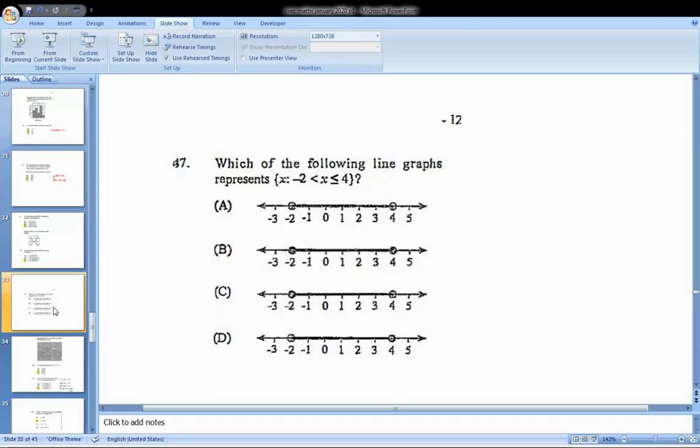47 says, which of the following line graphs represents X is greater than -2 and is less than or equal to 4. So which of these line graphs represents it? Well, looking at this, I discovered that there is no correct answer in this question. This was an error on CXC's part. So you cannot circle any answer for this because I did not see the correct answer there. Let's move on to the other question.